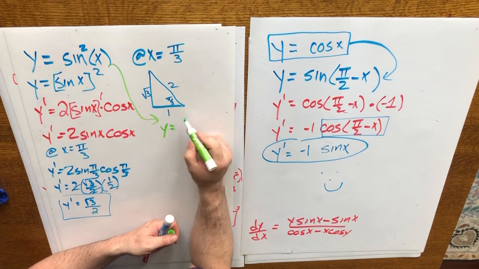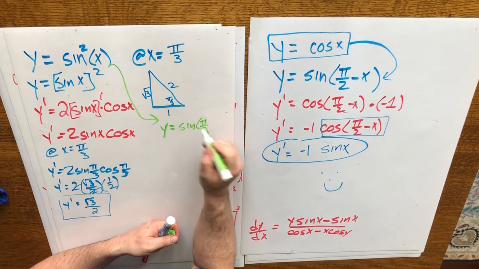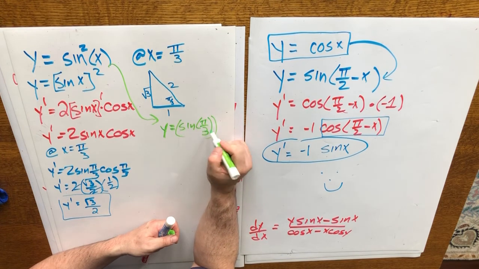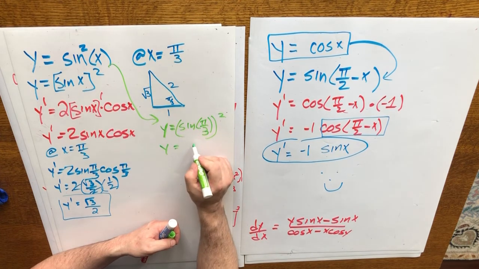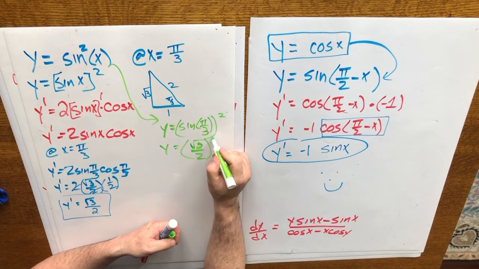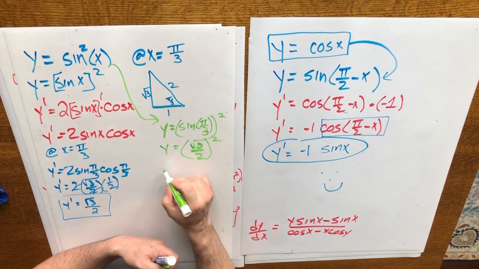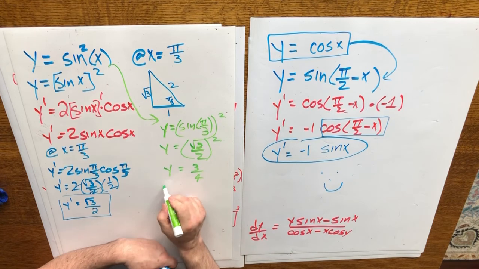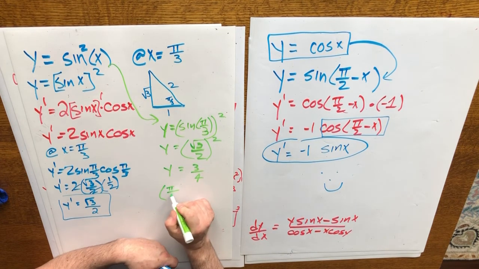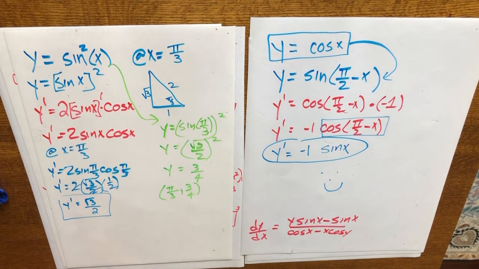Y is equal to the sine of pi over 3 all squared. So pi over 3 we've established, the sine of pi over 3 we've established to be root 3 over 2. And we want to square that because it's not just sine of pi over 3, but the sine of pi over 3 all squared. So y is equal to 3 over 4. So we have an ordered pair, pi over 3 comma 3/4, and we have a slope.